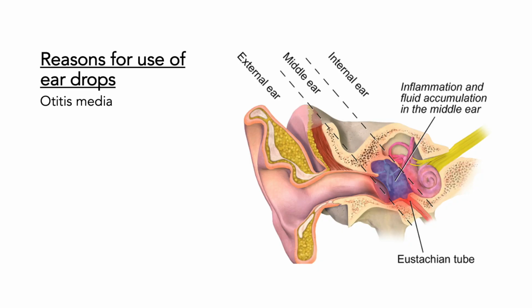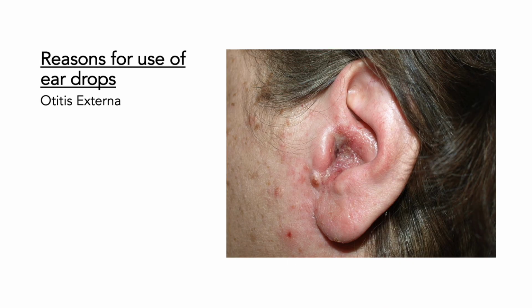Eardrops are administered in the setting of an ear infection referred to as otitis media or otitis externa, also known as swimmer's ear, which is a painful infection of the outer ear. Or they may need eardrops in the setting of earwax buildup to help soften the cerumen, as cerumen is referred to as earwax. So your patient will be prescribed a medication.